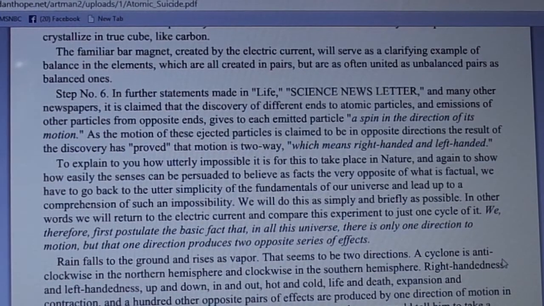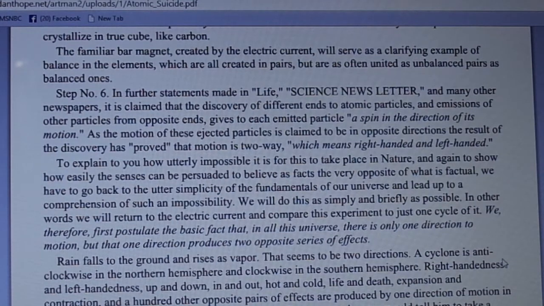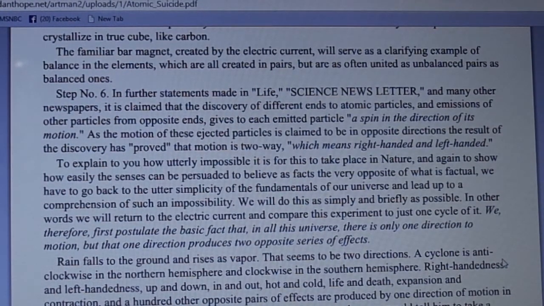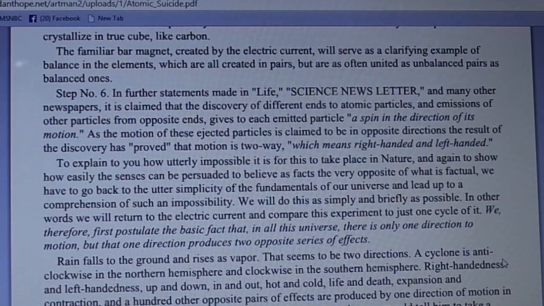To explain to you how utterly impossible it is for this to take place in nature, and again to show how easily the senses can be persuaded to believe as facts the very opposite of what is factual, we have to go back to the utter simplicity of the fundamentals of our universe and lead up to a comprehension of such impossibility. We do this as simply and briefly as possible. In other words, we will return to the electric current and compare this experiment to just one cycle of it.